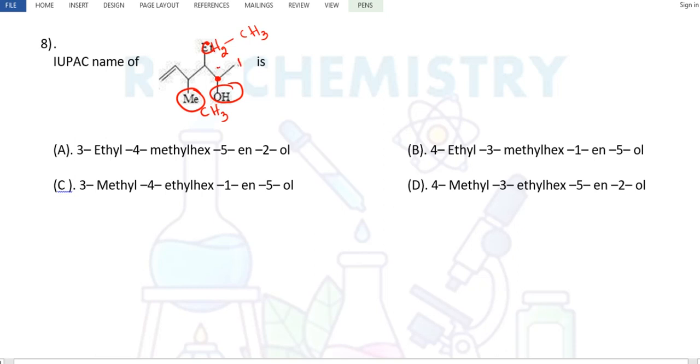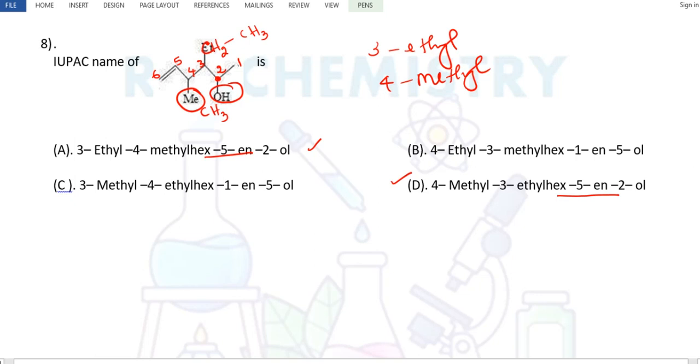Carbon number 1, carbon number 2, select the longest chain, carbon number 3, 4, 5, and 6. Hexene. Which hexene? Because a double bond is there, 5-ene is available. Double bond is there on the fifth carbon atom. So here also 5-ene. Either option A or option D. For the remainder, see the substituents. On the third carbon, ethyl is present. And on the fourth, methyl is there.